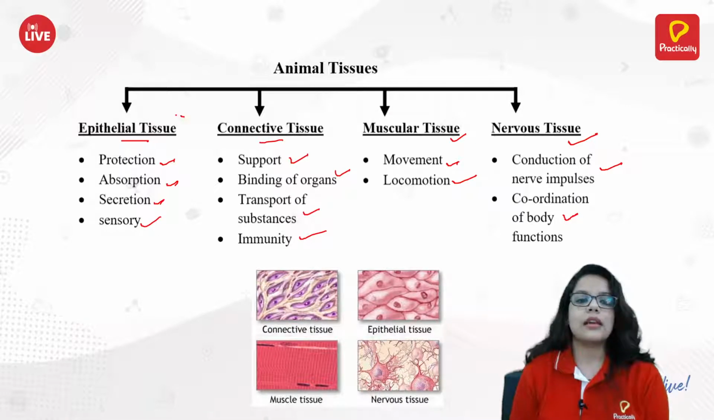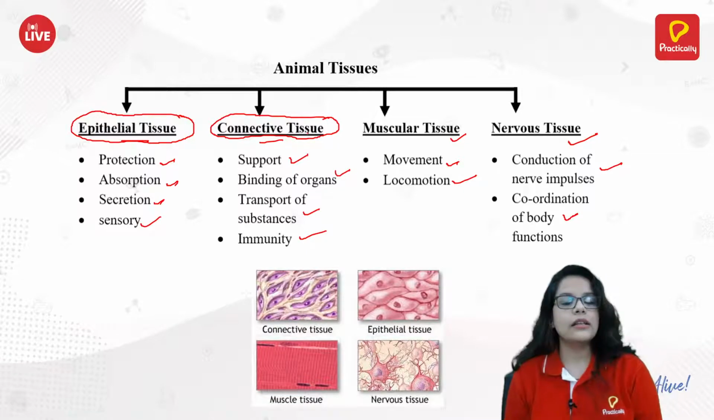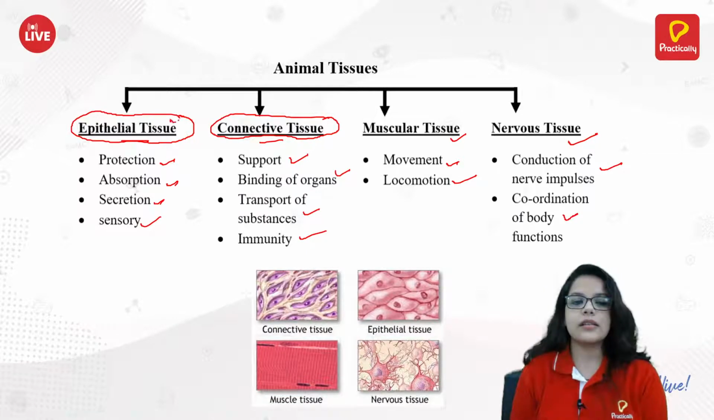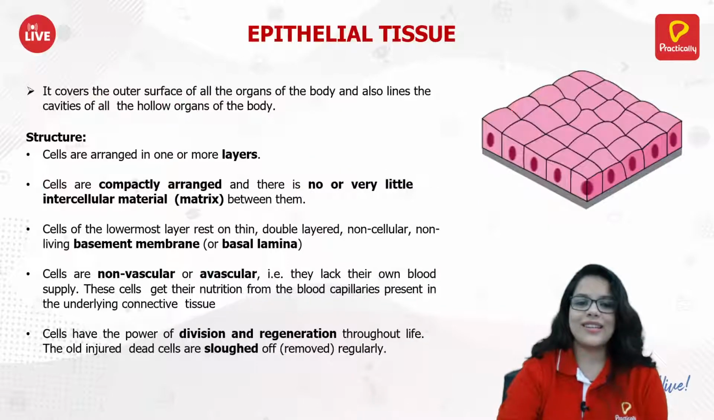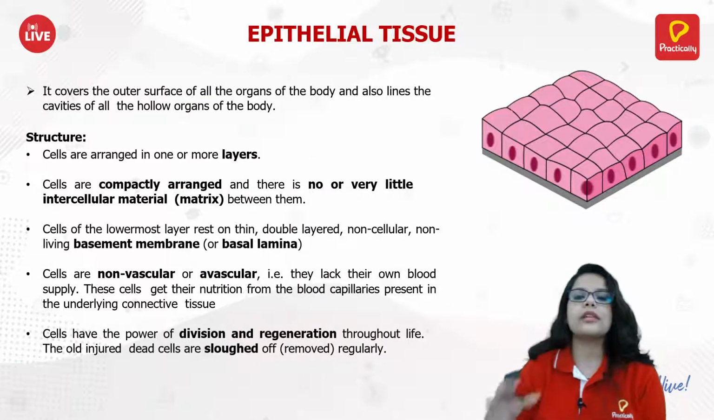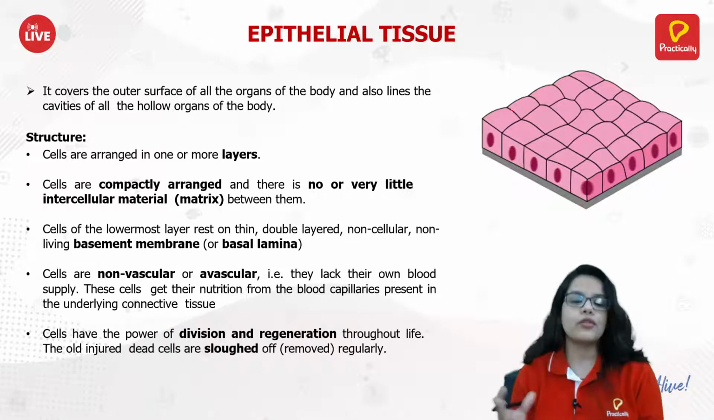Today, we are discussing epithelial tissue and connective tissue. So today we'll be discussing only epithelial and connective. Next class, we'll be discussing muscle tissue and nervous tissue. So let's start with epithelial tissue. This is one of the most basic kinds of tissue.